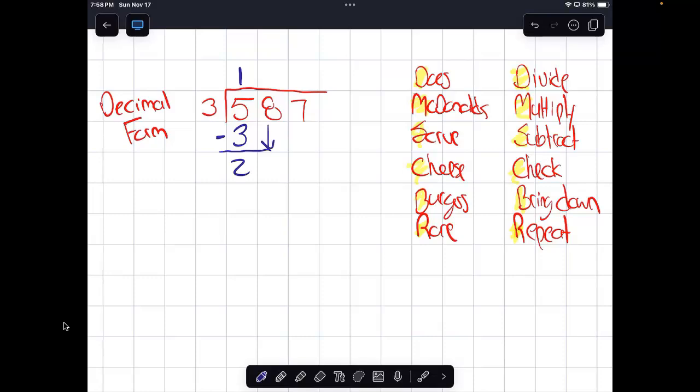Next thing I'm going to do is bring down the 8. You must show your arrows when you bring things down. 3 goes into 28 9 times. I'm going to put the 9 right above the number I brought down. 9 times 3 is 27. 28 minus 27 is 1.